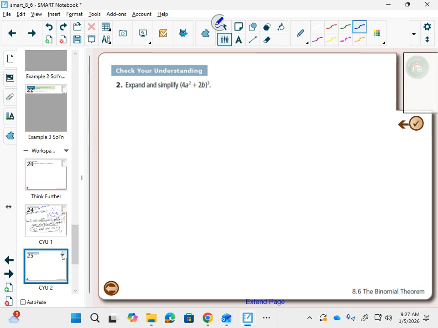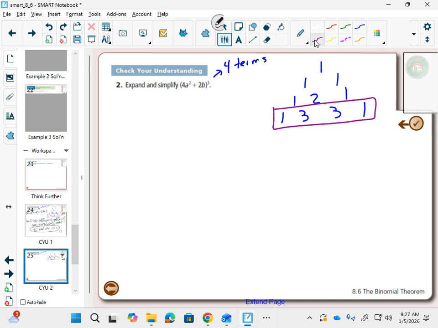So these ones that are expand and simplify, right? I see that exponent of 3. I know there's going to be 4 terms. So I'm going to go to Pascal's triangle. Don't have to go very far until I get 4 terms. Write out my numbers 1, 3, 3, 1.